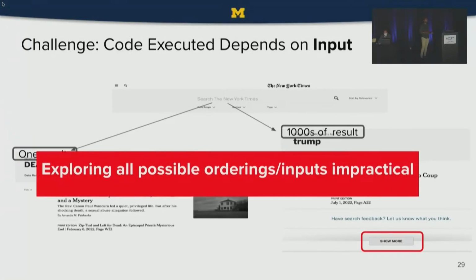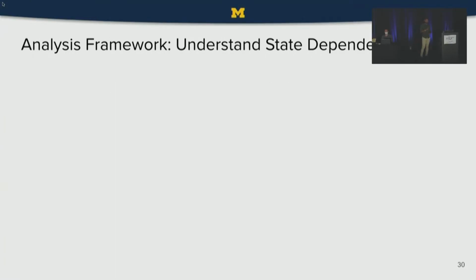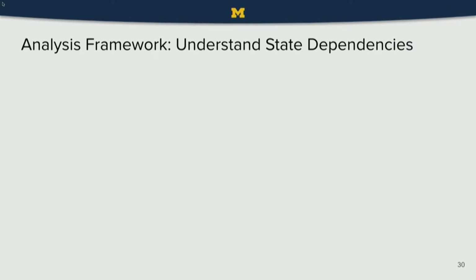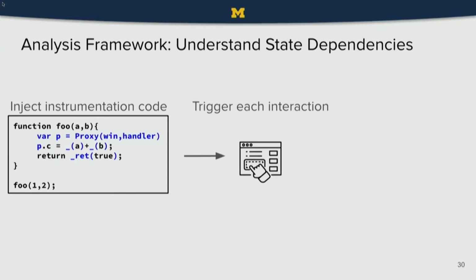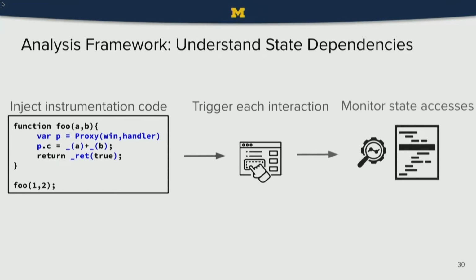Now, in order to estimate all this code coverage, it is impractical to explore all these different interleavings of orderings and the input ranges. And therefore, in order to understand these state dependencies between different events on the page, we have built a custom JavaScript analysis framework. What this framework does is it's capable of looking at source code, statically analyzing it, and injecting instrumentation code such that when you execute this rewritten function, you can access all the state it reads from or writes to. Thereafter, after rewriting the entire page, we trigger all the interactions on the page, and we monitor the corresponding state accesses. And we run this analysis on a corpus of 3,000 pages from earlier.